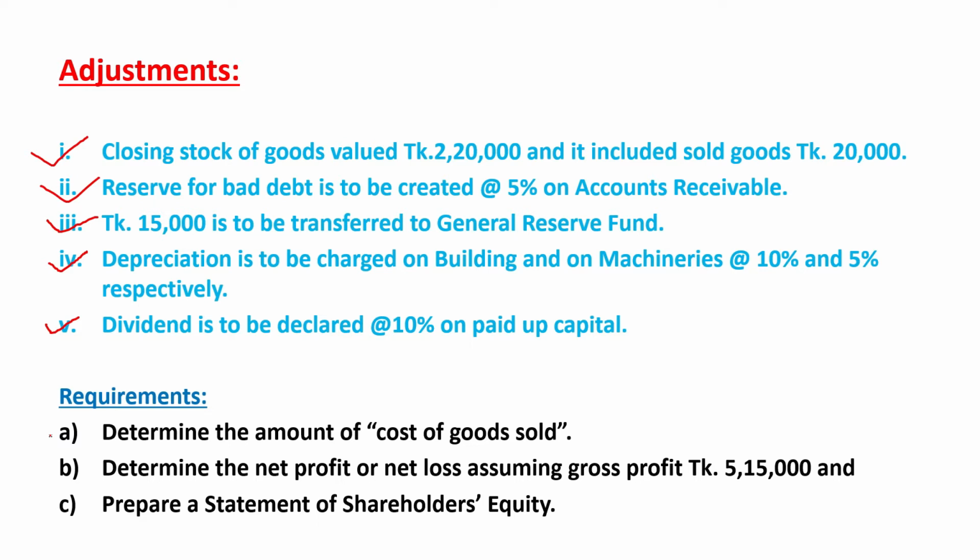Okay, dear students. Now requirements. Requirement A, determine the amount of cost of goods sold. Requirement B, determine the net profit or net loss assuming gross profit taka 5,15,000. And requirement C, prepare a statement of shareholders equity. Okay, dear students. Now let's go to solve the math.